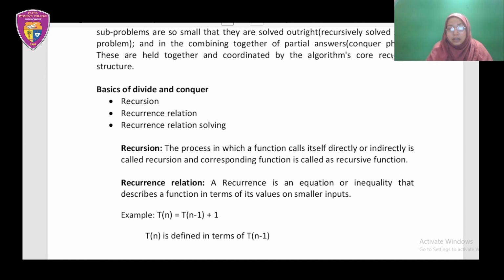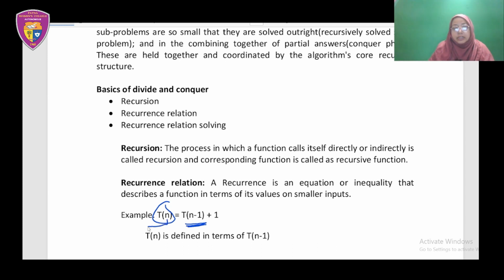So what is this now? Recurrence relation. A recurrence relation is an equation or inequality that describes a function in terms of its values on smaller inputs. Okay, we have one example here. T of n is equal to T of n minus 1 plus 1. So you can see here that T of n is defined in terms of T of n minus 1.